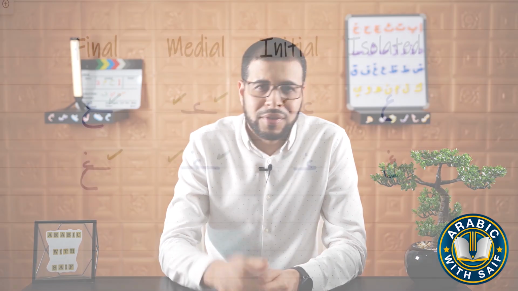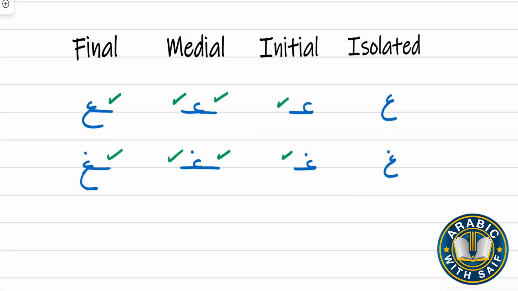If you understand letter Ain's different forms well, it will be easy for you to know Ghain also, because it has the same forms and the only difference is the dot. Let's see letter Ghain's four different forms. We know the isolated form of Ghain as we studied in level 1.